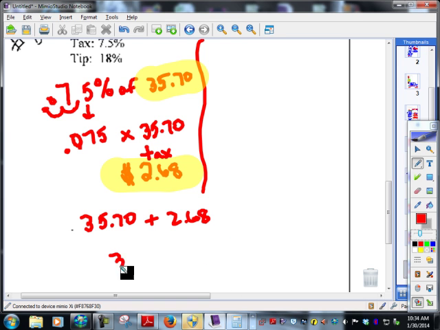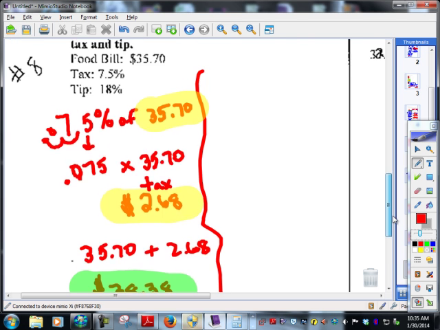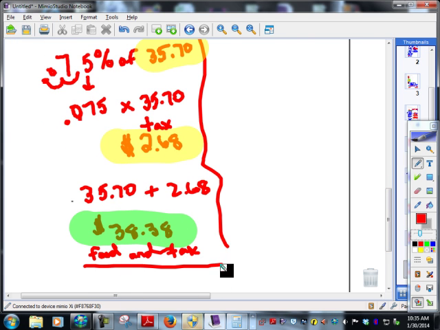Which I think is $38.38. So, what I have right here is representing the food. Wait, I got 140. Did I say that was the answer? No, you said 30. Anyway, that is just food and tax.